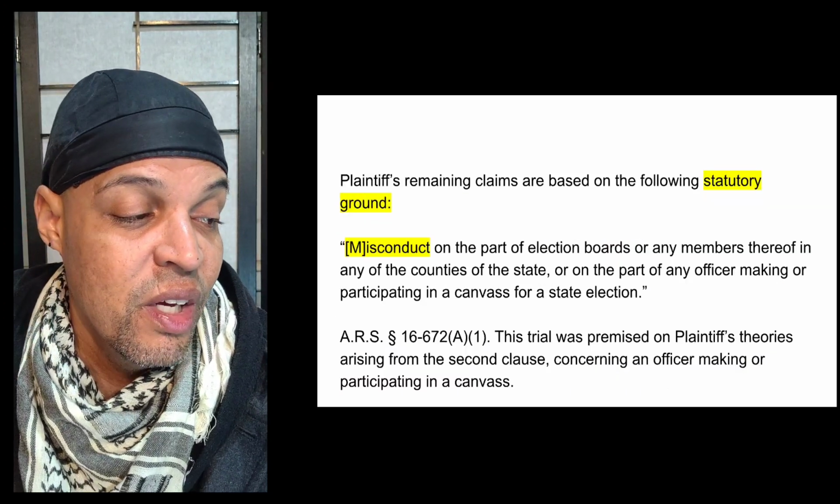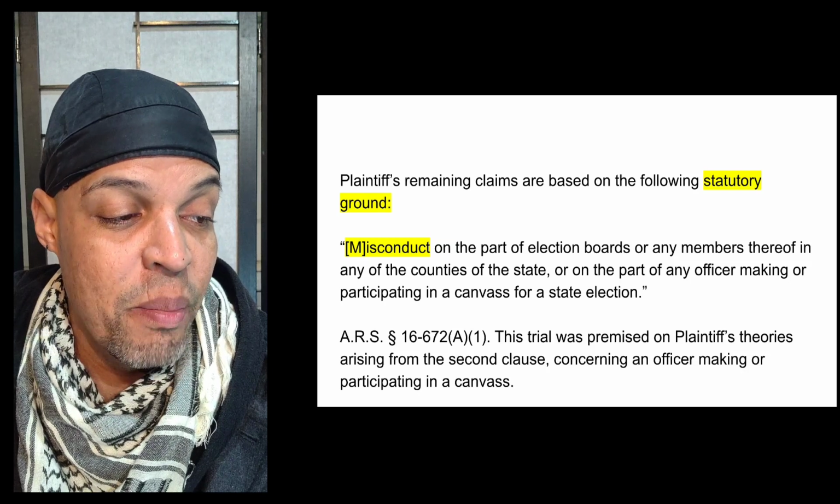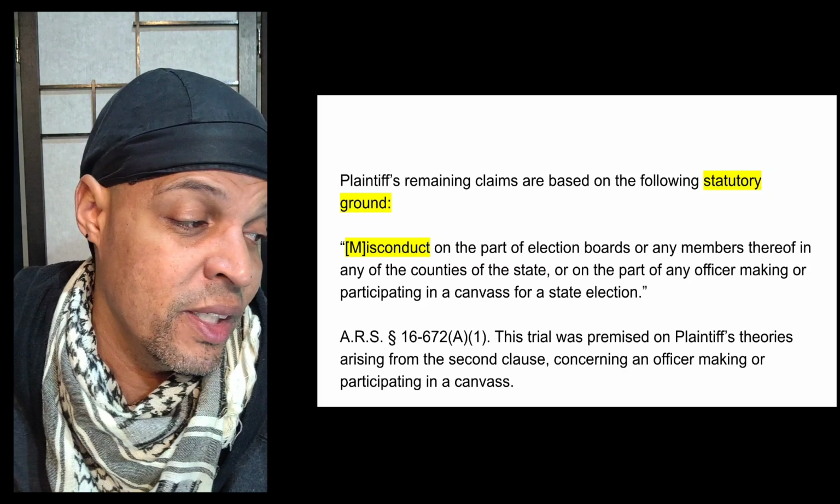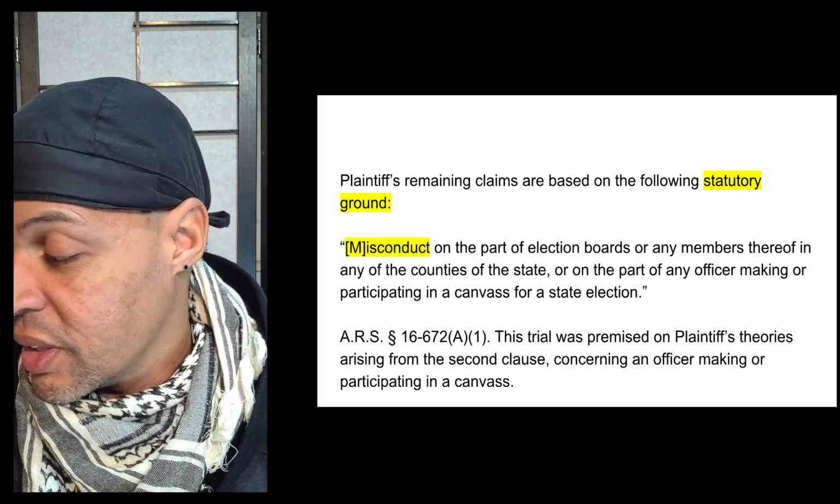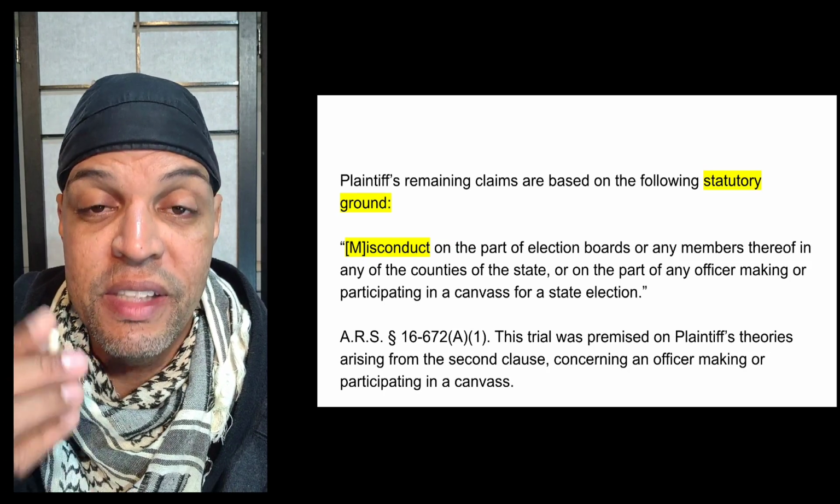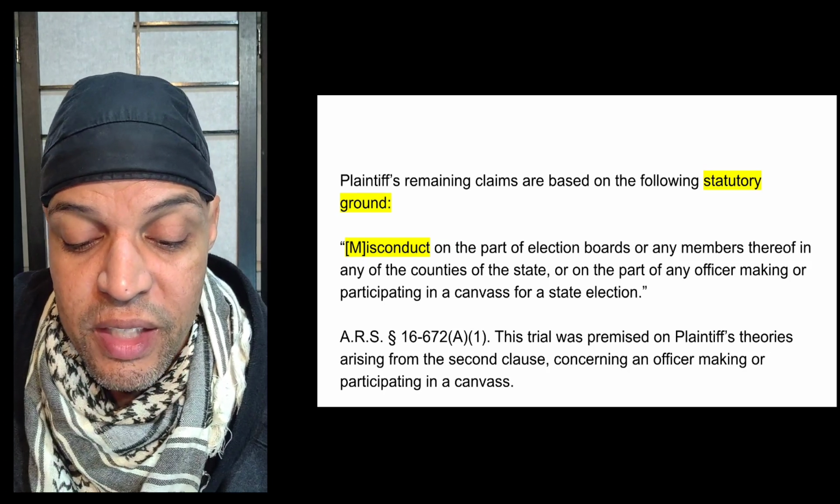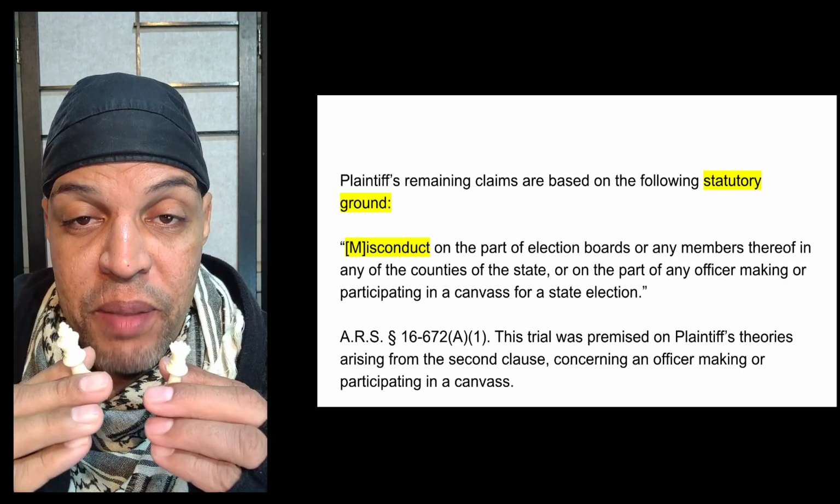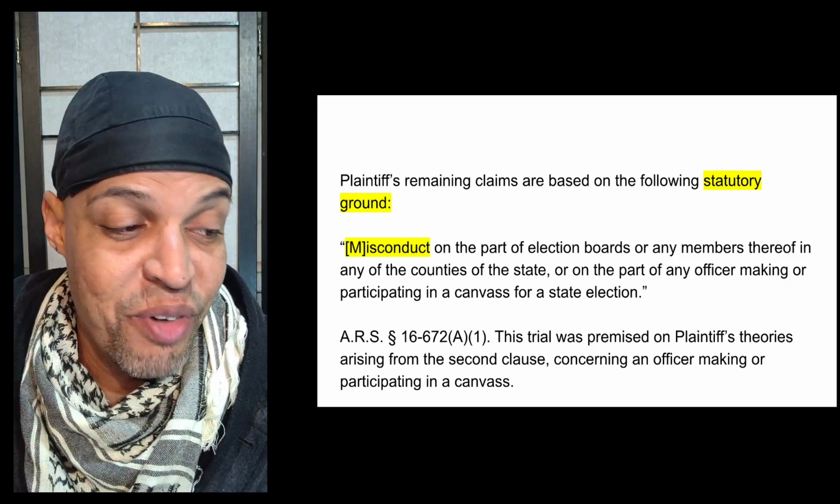It says, "The plaintiff's remaining claims are based on the following statutory ground." I'm going to pause right there because it's a highlight. Statutes, man. Statutes are for our public servants. Statutes do not affect the kings and the queens called the people. Okay, remember that, and you're going to be free.